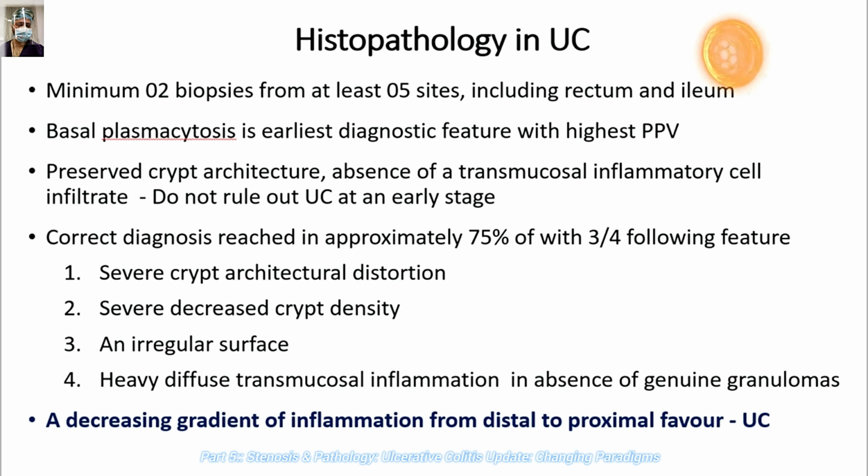So remember, basal plasmacytosis is a diagnostic feature. Preserved crypt architecture and absence of transparent inflammatory cell infiltrate do not rule out ulcerative colitis at an early stage.